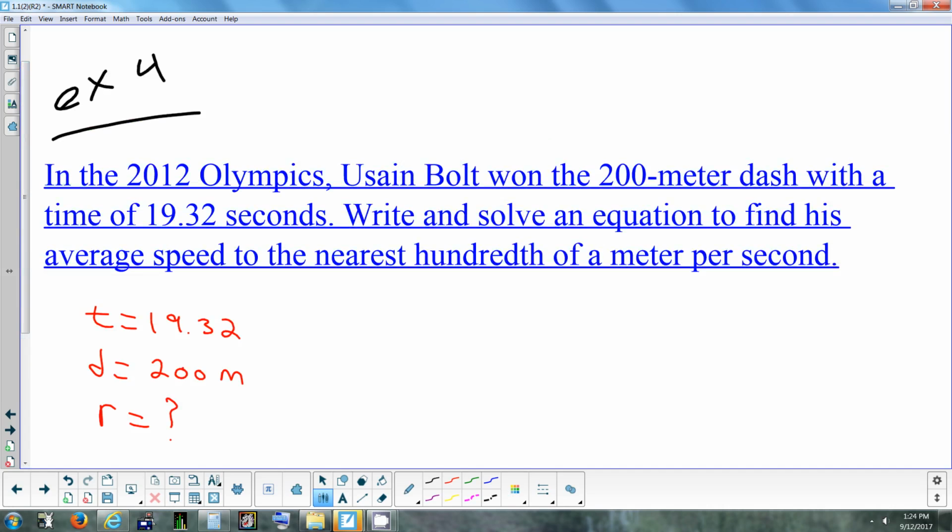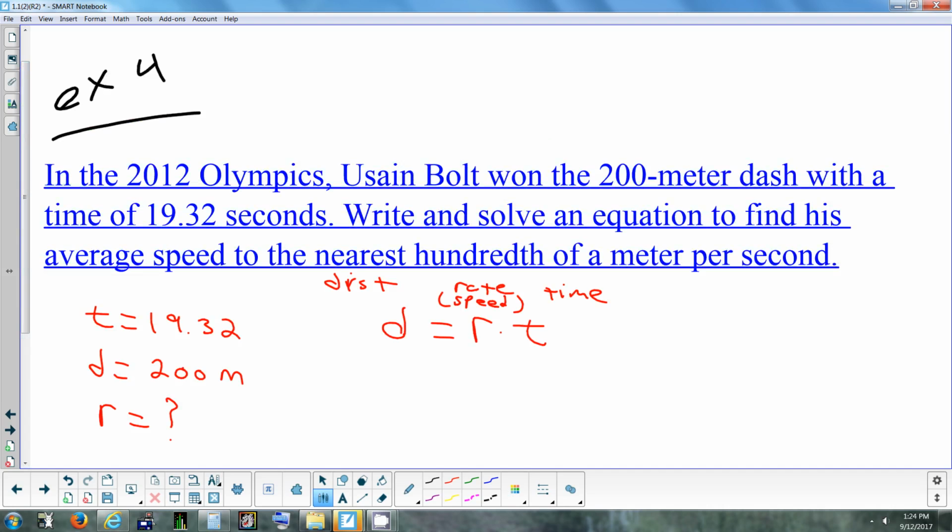So does anybody know what the formula is that you plug these into? Yeah, it starts out D equals, no, R times T. That's the formula you need to use to solve this problem. So if you don't know that formula, make sure you write it down. That's distance, that's rate, or we call it speed, and the last one is time.